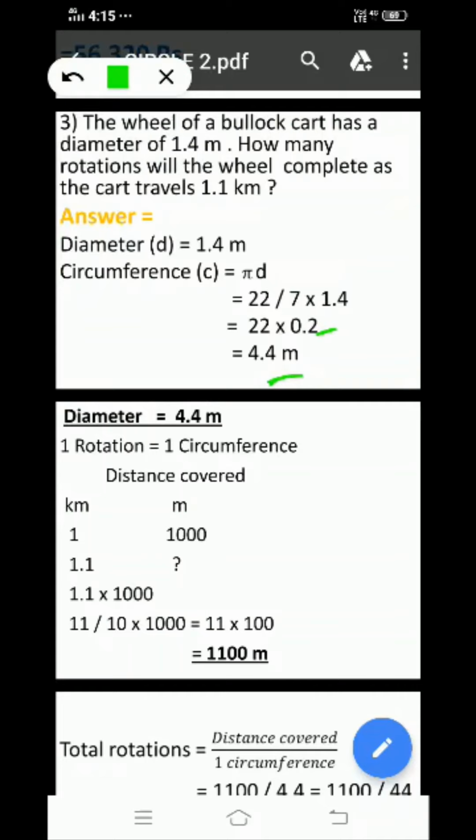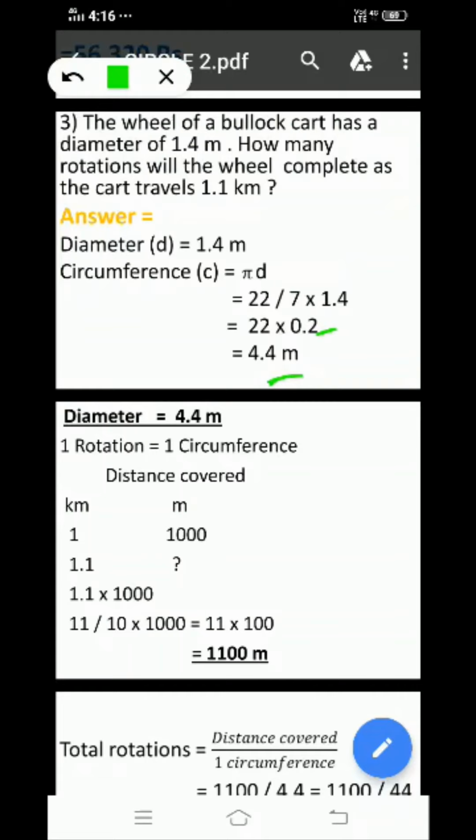Now see, one rotation means one circumference, and the distance covered. How much distance is covered? 1.1 kilometer. The wheel completes rotations as the cart travels 1.1 kilometer, but here the diameter is in meters, so you have to convert this 1.1 kilometer into meters. We know the formula: 1 kilometer is equal to 1000 meters. If you want to convert 1.1 kilometer into meters, you have to do the multiplication.